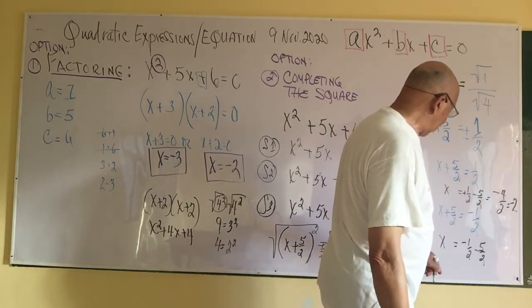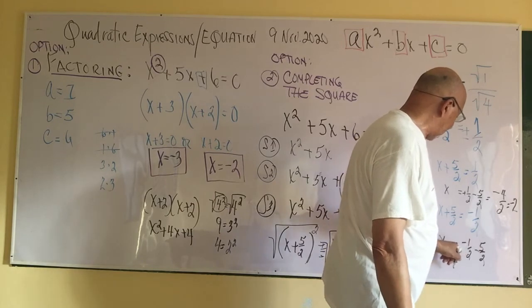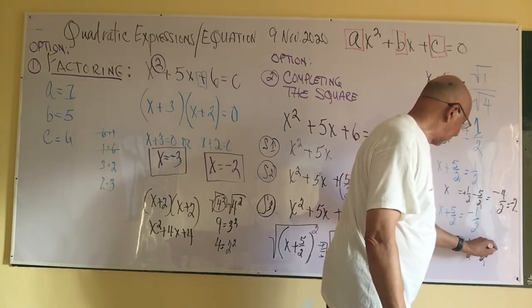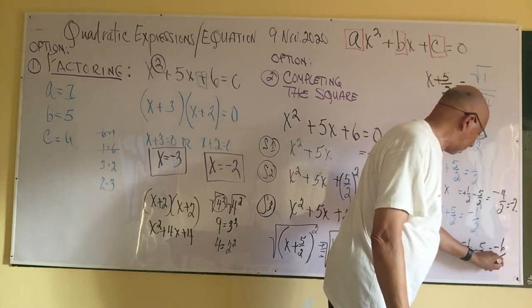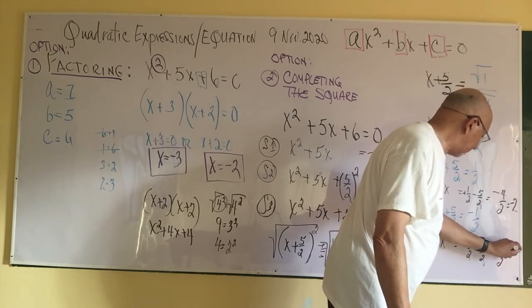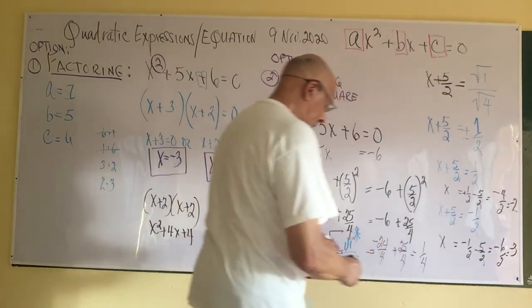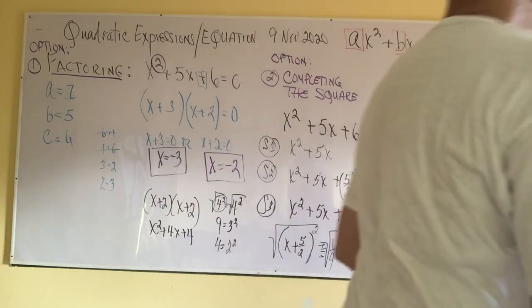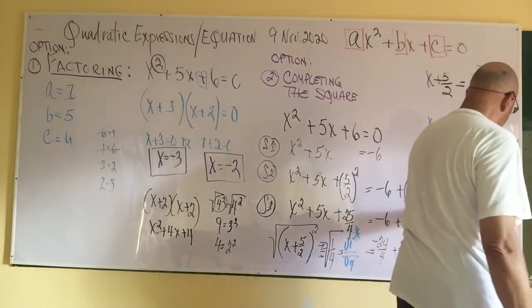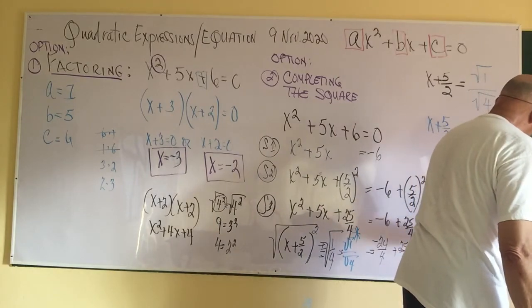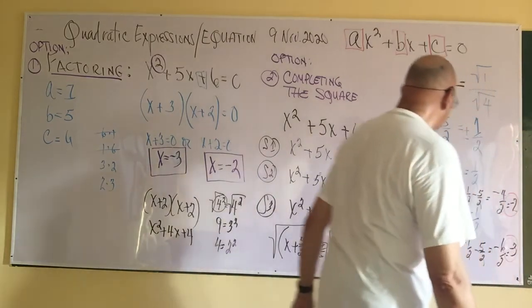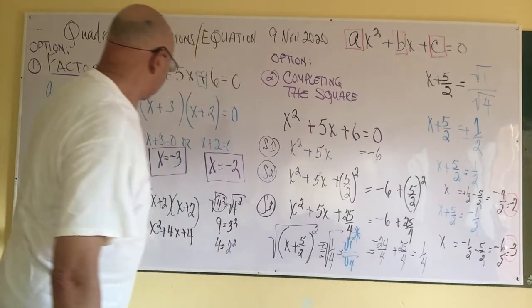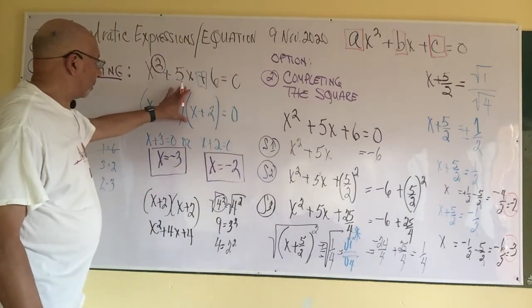In this case, I have 2 negatives, so I just add them together and keep the negative sign, so I get negative 6 over 2, which is negative 3. So even though I completed the square, if you follow me, we end up with the same answer, x equals negative 2, x equals negative 3. That's the same thing I had here when I factored.